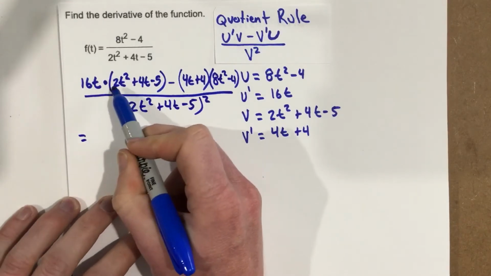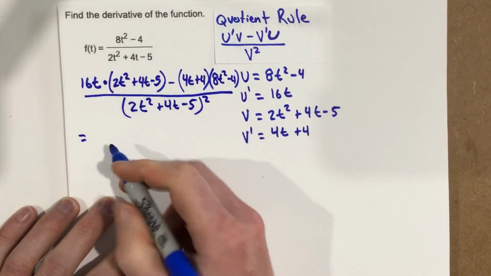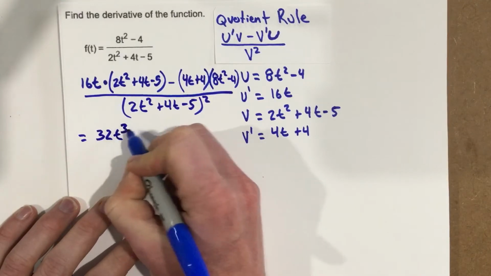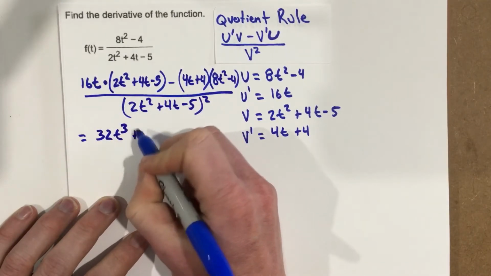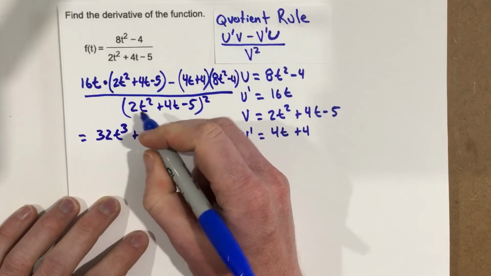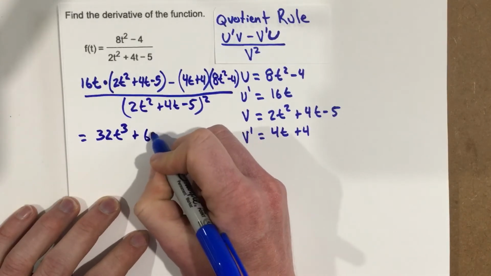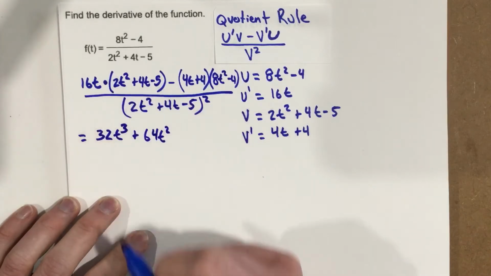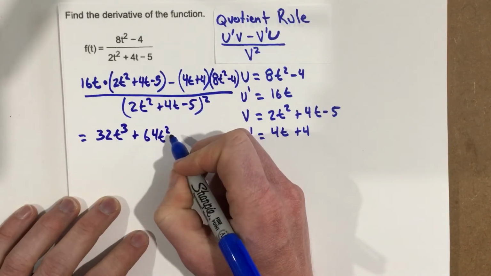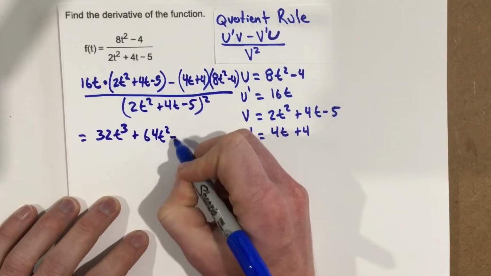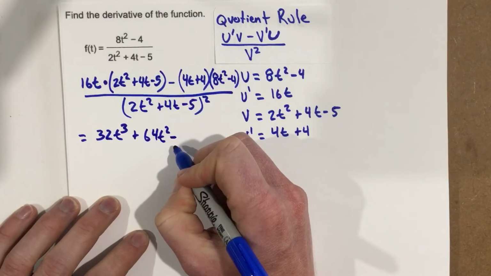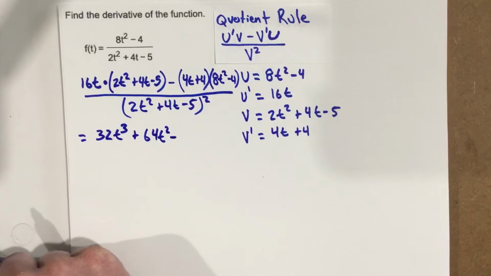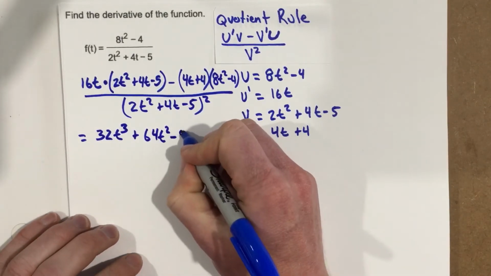Let's do a little simplifying. We can distribute the 16t to each of those terms. That'd be 32t cubed plus 4 times 16, 64 t squared. 16t times the negative 5 gives you negative 80t. Let's do 16 times 5.